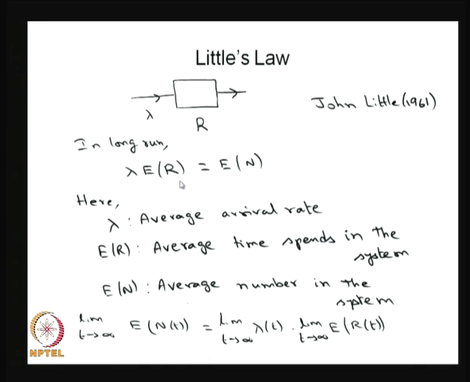This relation is valid whatever the underlying distribution of the service, and whatever the underlying distribution of the arrival. What it says is, if you have a system in which the mean arrival rate is lambda and the mean time spent in the system is expectation of R, then that product will give the average number in the system.